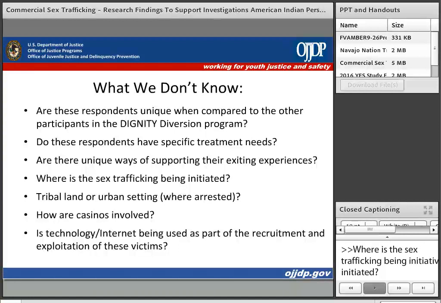Where is the sex trafficking being initiated? What we weren't able to determine from our study that Cindy Pierce has done, and we don't know if it's the same in our community, was whether people are going onto reservations and recruiting victims.